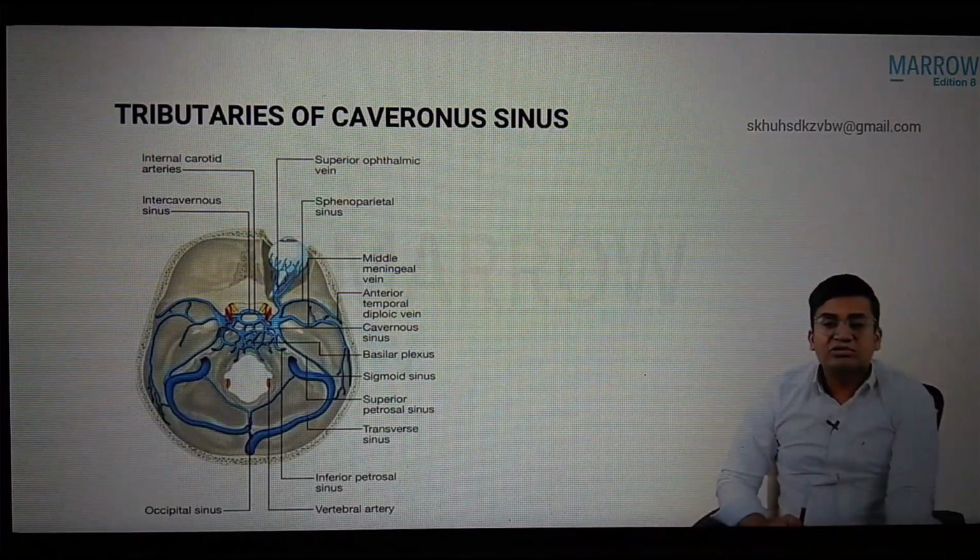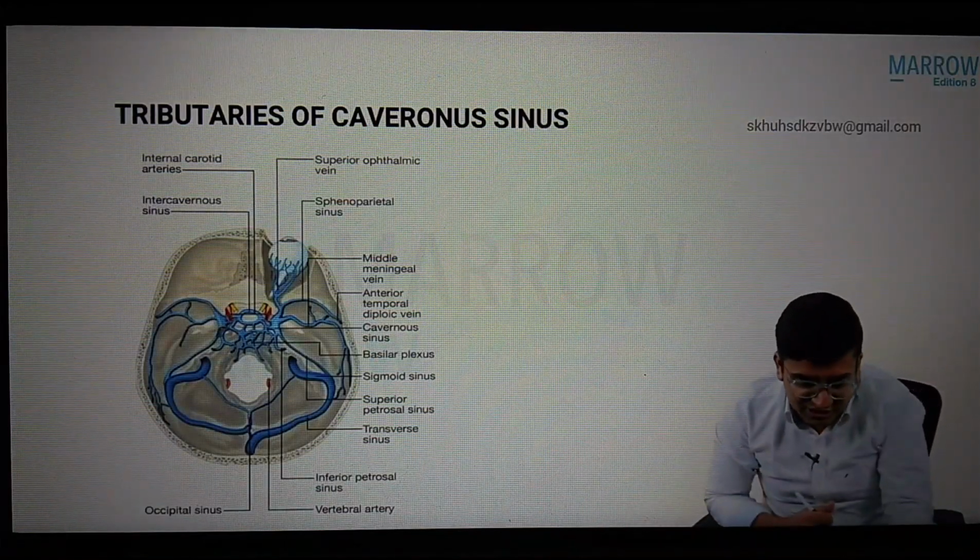Next, we're going to see the tributaries of the cavernous sinus. Now, what are the veins?